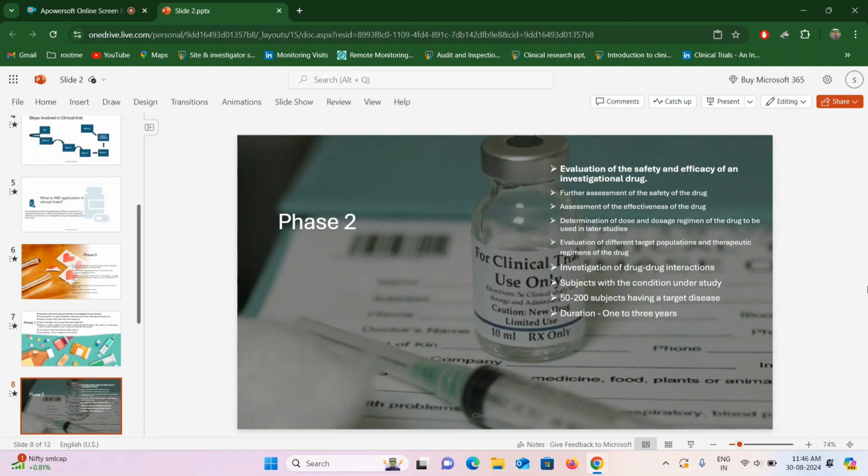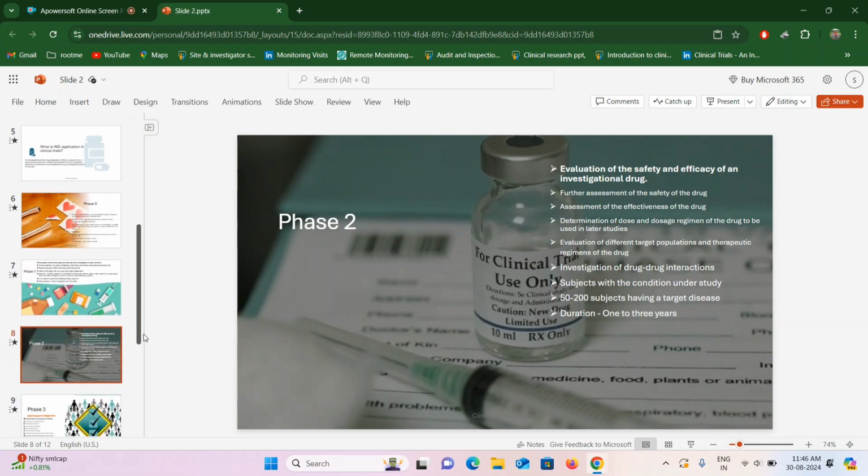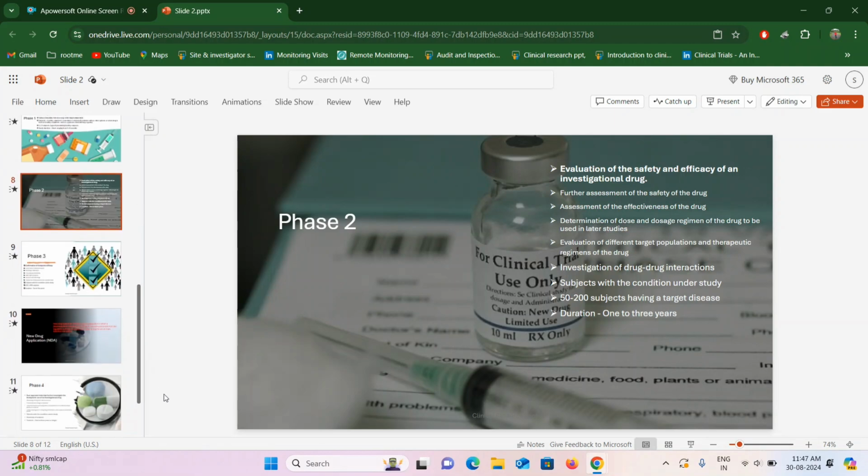So, why are these phase 2 trials required? These studies are mainly conducted for further assessment of the safety of the drug, to assess the effectiveness of the drug, the determination of the dose and dose regimen of the drug to be used in the later studies, and evaluating the different target populations and therapeutic regimens of the drug.